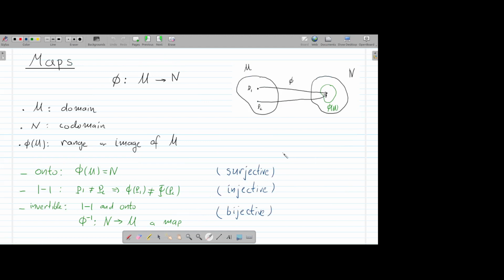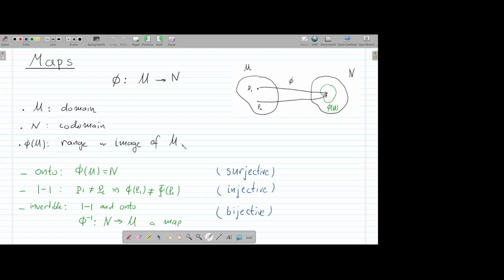Let's remember some very basic facts about maps that will be useful. So what is a map? If we have two sets, M and N, then a map phi associates to every point on M a point on N. So M is called the domain of the map, and N is called the codomain. The set of points on N which the points on M are mapped onto is called phi of M, and it's called the range or the image of M.